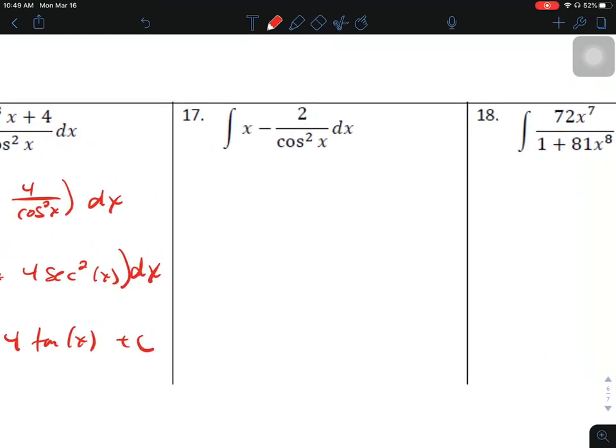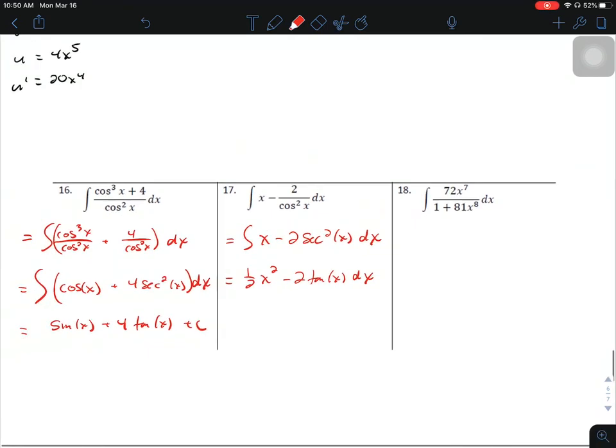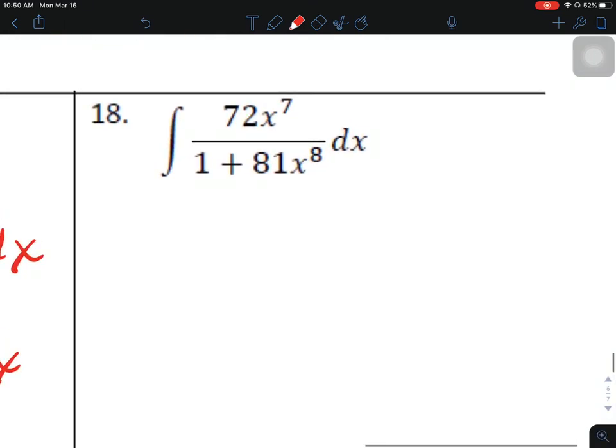Number 17, we could write this as x minus 2 times secant squared of x. We would do that because I know how to integrate secant squared. So x is just the power rule of integration, 1/2 x squared minus 2 tangent of x dx. The derivative of tangent is secant squared, so the integration of secant squared is tangent. Last one, number 18.